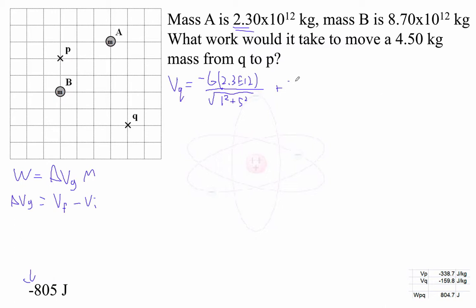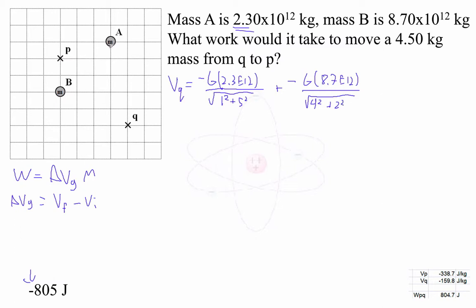And then the potential due to B is minus G times B, which is 8.7 E12. What is that? Is that tera kilograms? That's kind of a weird way to say it. Okay, let's see. And then we're looking at Q. We're looking at the potential at Q due to B. So it's 1, 2, 3, 4. 4 and 2. 4 over.